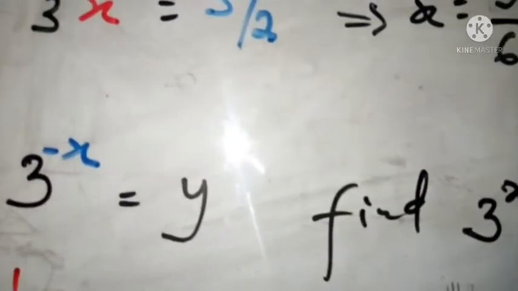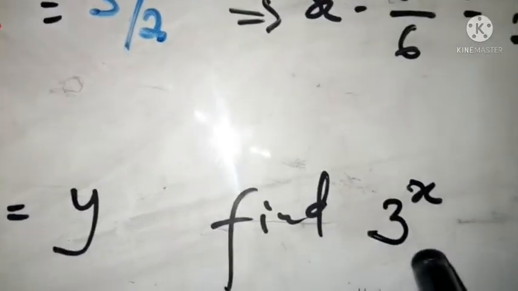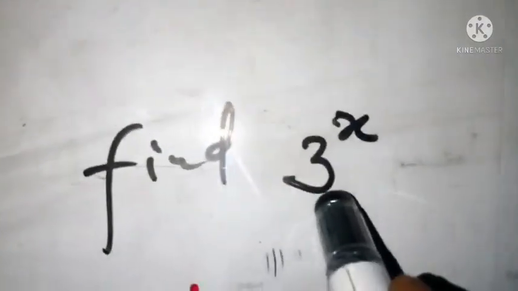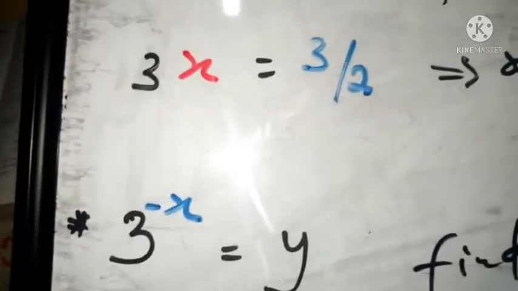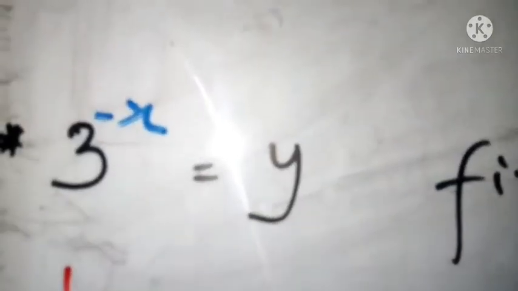From this question, you have been asked to find this guy, right? So what's the name of this guy? This guy is 3 exponent x. So this is what they're asking you to find, being given this. They say if 3 exponent minus x is equal to y, you should find this 3 exponent x, right? So this is just a very simple, direct question.